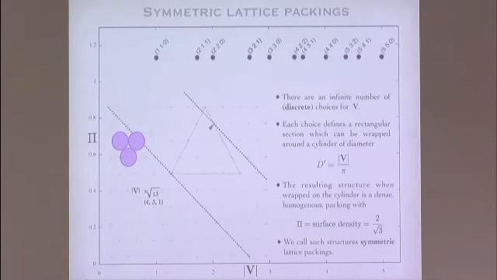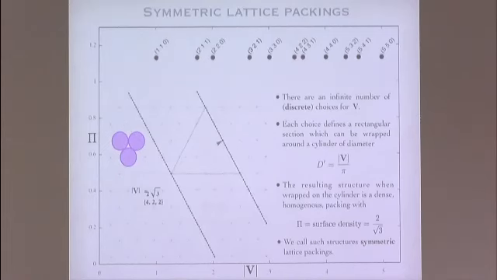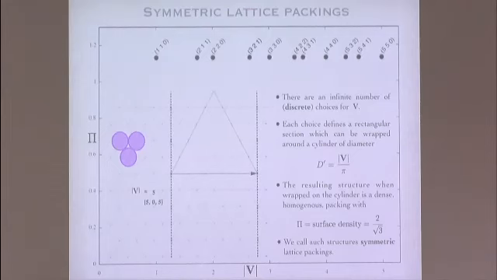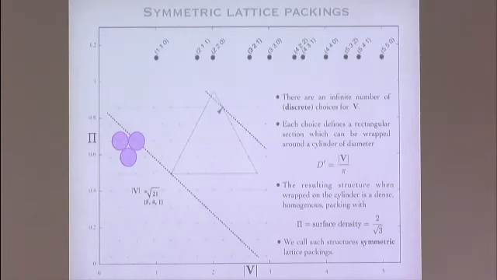431, 422, 431 again, 440, and so on. What I can do is for each of these wrappings, I can replace these centers you see here with disks, and then wrap it onto the surface of a cylinder, and the surface packing density in each case will always be the same.